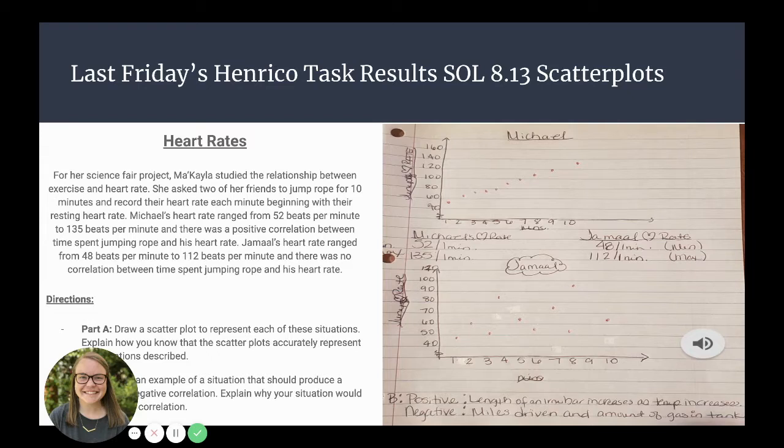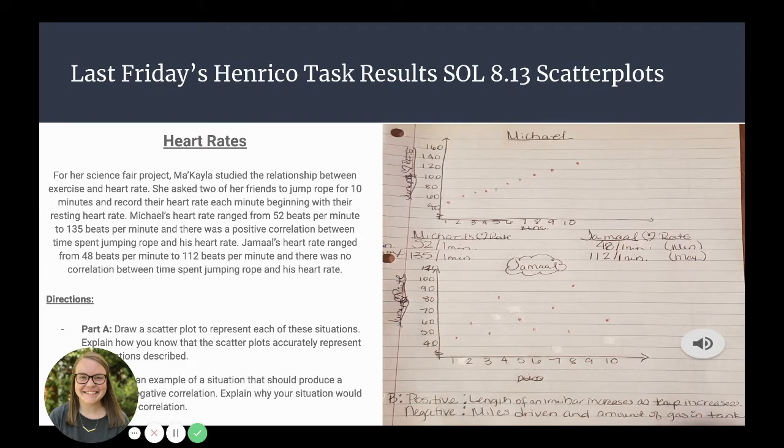If you look to the right, you will see the diagrams, a sample of what those diagrams would look like for Michael and Jamal. Yours do not have to be exactly the same, as long as when you drew your replica for Michael, it was a positive correlation. And for Jamal, you could not determine whether the correlation was positive or negative. It was just scattered about.